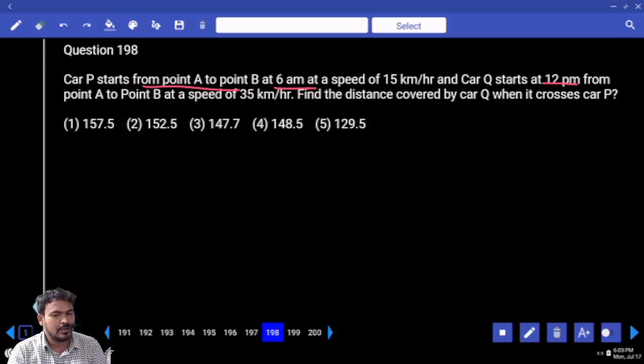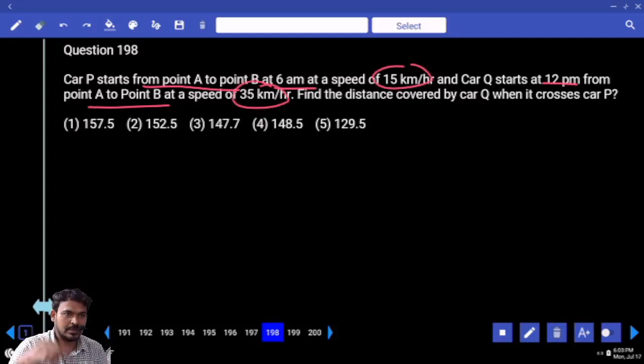Here both are moving from A to B. Same direction or opposite direction? Same direction. Same direction means the distance is constant. Same direction means one will be a thief, the other the police. When distance is constant, speed and time are inversely proportional. One speed is 15, the other 35. Speed is more, time will be less.